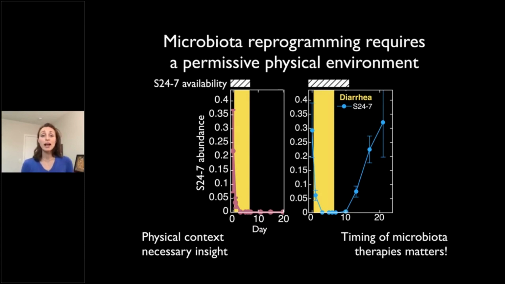We need to have a physical system that can accept these microbes in order to be able to transplant them in. And we think that this is going to be really important for microbiota therapies, because the fecal microbiota transplants are not going to work as well, we think, during times of flare-ups, because the physical environment is not going to be able to really accept these different microbes.